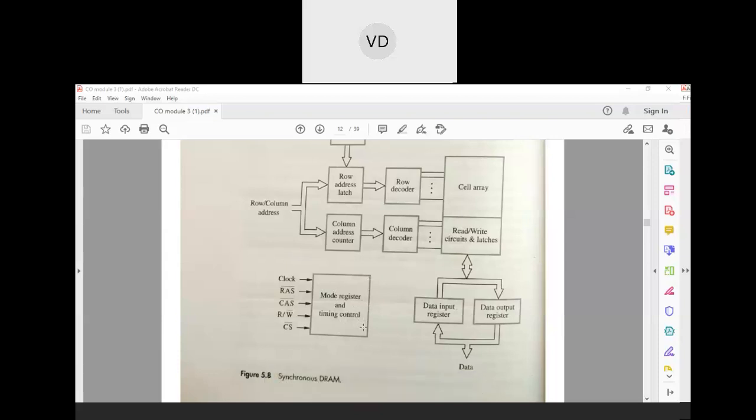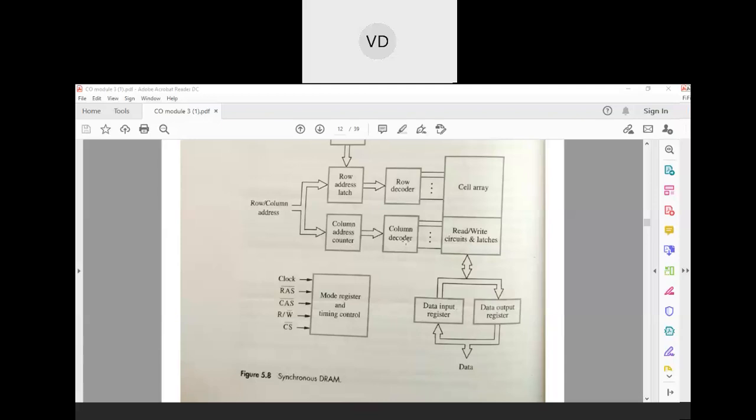For now, when this mode register generates the RAS and CAS signals, the row address and the column address will be latched into this particular block's latches. First the row address will be given, the row will decode, and from the cell array only that row will be selected. After the row is selected, the column address will be strobed under the control of the CAS signal, which is generated by this register. When the CAS signal is generated, the column address will be kept in this column address counter.